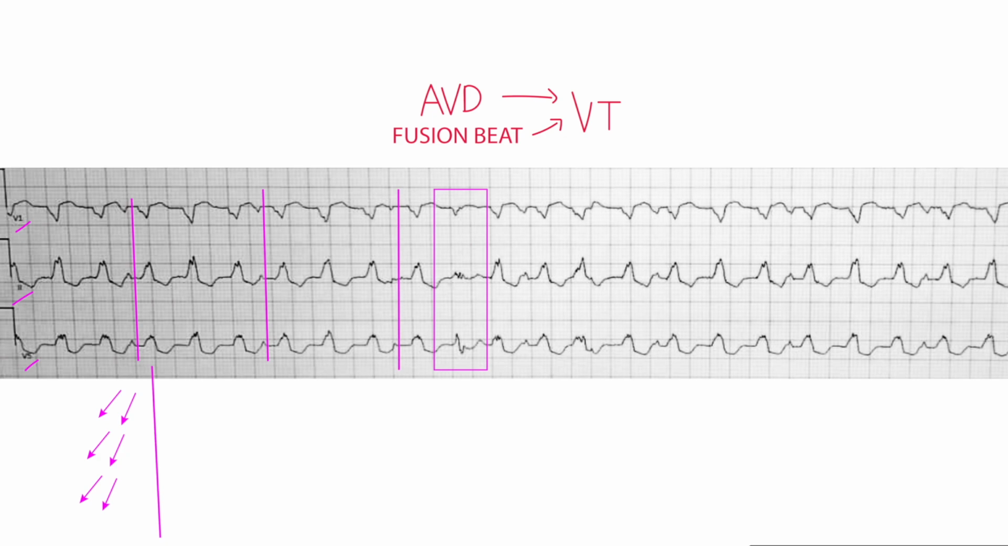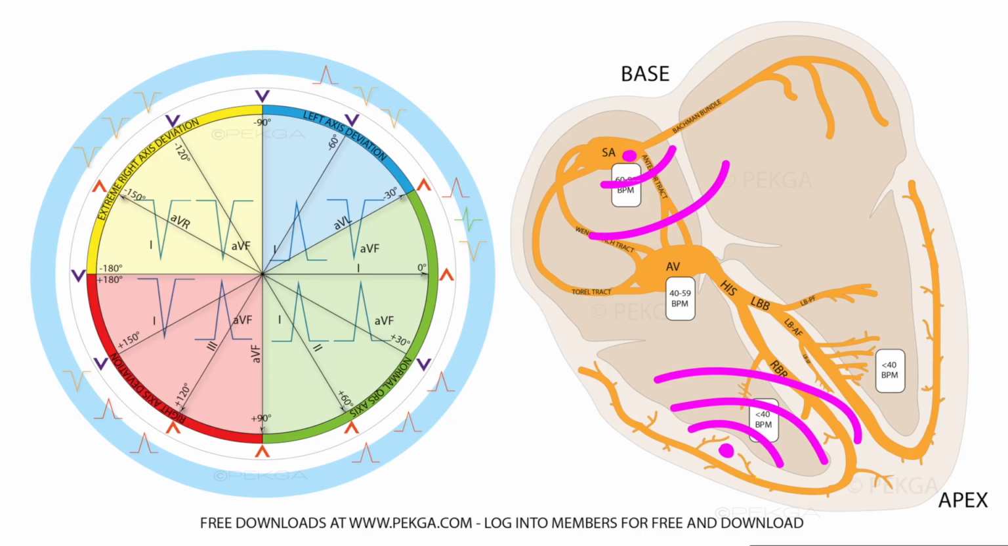Now, what's a fusion beat? A fusion beat is directly associated with atrioventricular dissociation. What's happening is you have the ventricles driving the rhythm in this case. The heart rate is at 140 beats per minute, right? So this signal here is depolarizing the ventricles a lot quicker than the atrium. However, every so often, the atrial signal gets through and it starts depolarizing the ventricles.